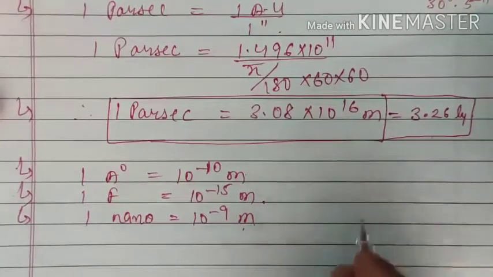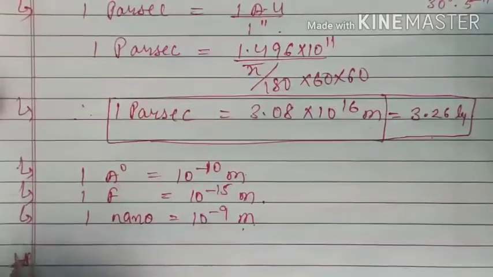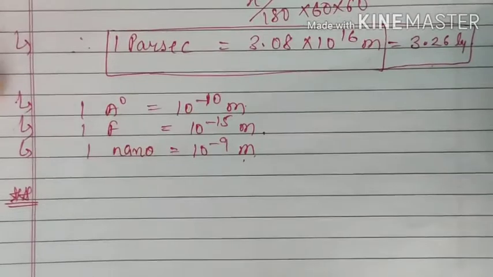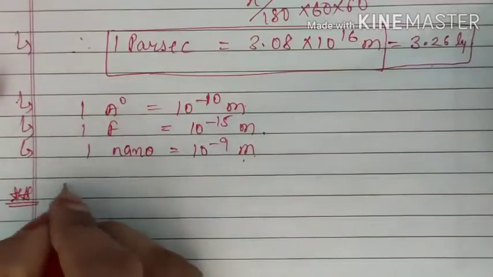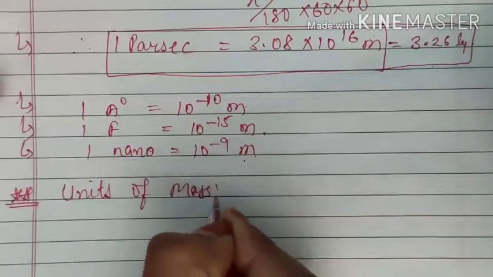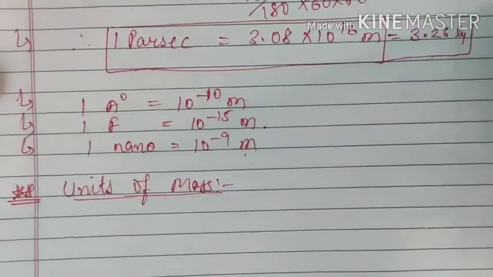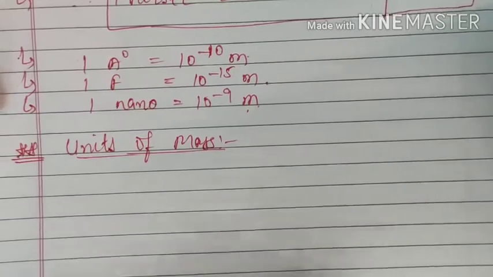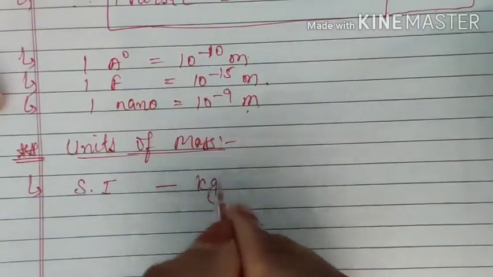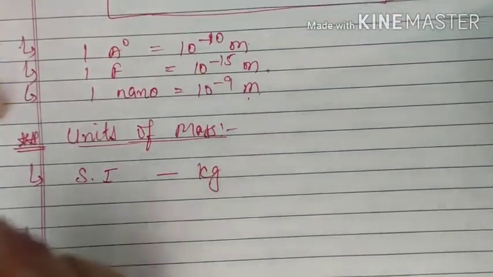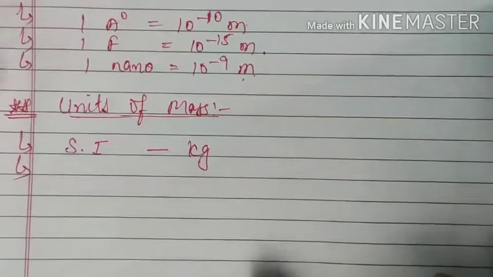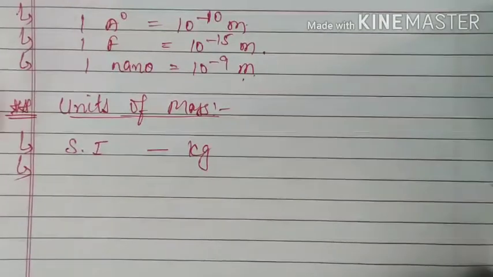Now we will go for our next topic. Till now we have covered only one topic, that is length. Now we will go for mass. So we will learn the units of mass. As we always do, our first work will be the SI unit, and SI unit of mass is kilogram. This we have already seen. Then the next thing is, what is the definition of 1 kilogram? What do you mean by 1 kilogram? That we have to define.